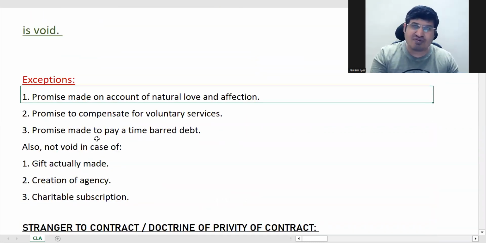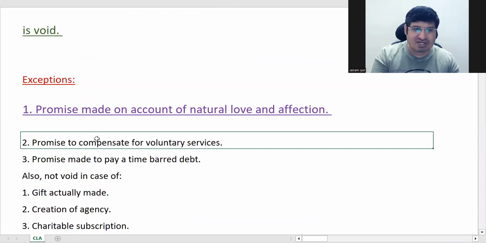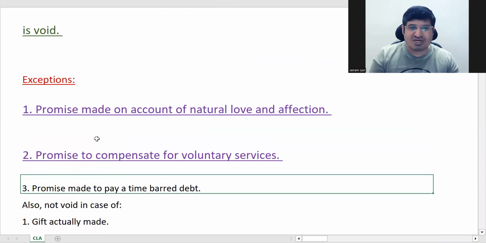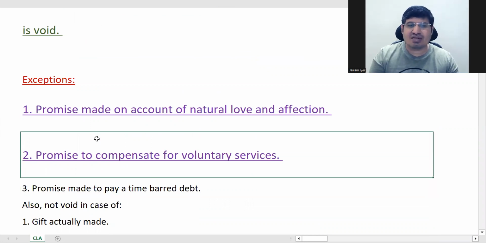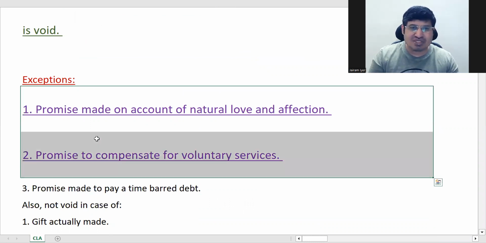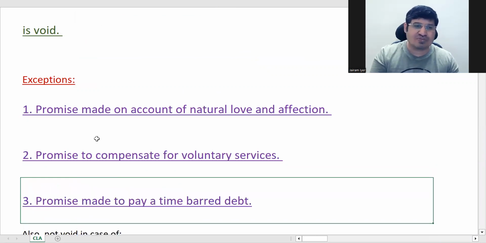Exceptions, this we have already studied. Promise made on account of natural love and affection. Promise to compensate for voluntary services. This is where someone has voluntarily done something and you want to give something back, correct? So these are exceptions where the rule no consideration, no contract does not hold good.